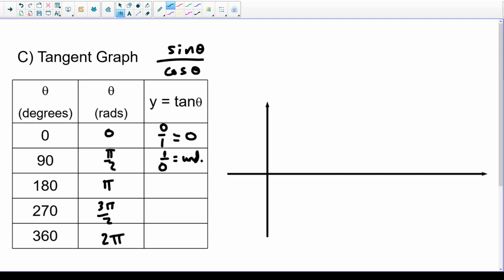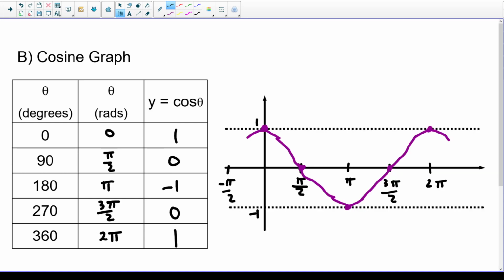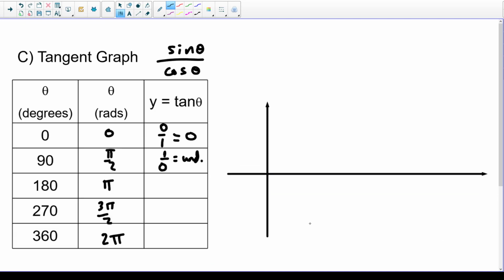For 180, the sine value is 0. The cosine value is negative 1. Well, 0 over negative 1 is just 0. And then for this one, we're going to have negative 1 and 0, which is going to be undefined. And then for 360, we're going to get 0 over 1 again, which is 0. So how do we deal with these undefined places on the tangent graph?